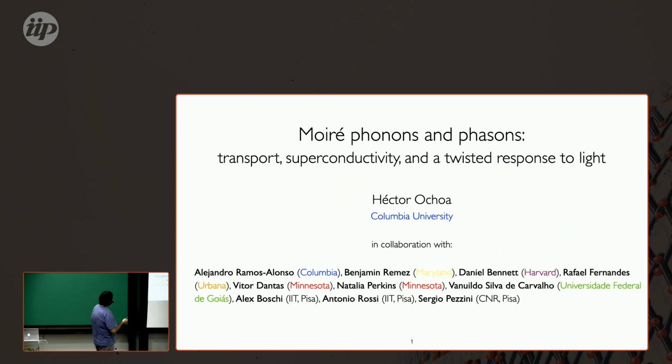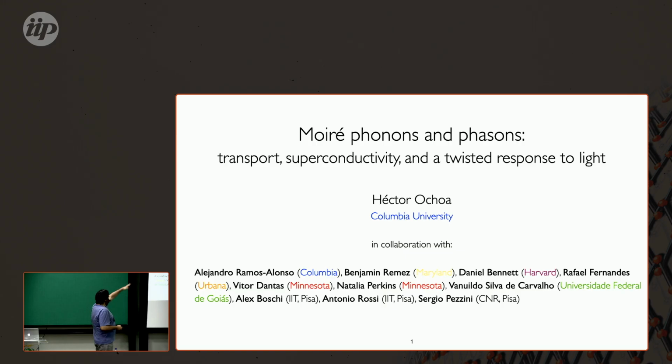I'm going to talk about Moire, phonons, and phasons. I will try to explain the difference and what I mean by that. The motivation is the phenomenology of Moire systems, of course. Particularly, we discuss transport and superconductivity, and very briefly, a couple of new results or new effects regarding the optical manifestation of these phonons.